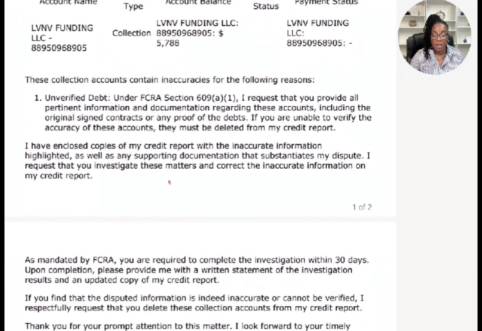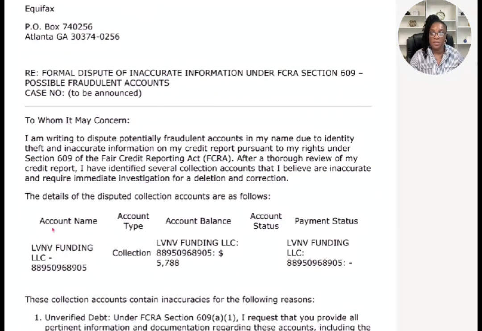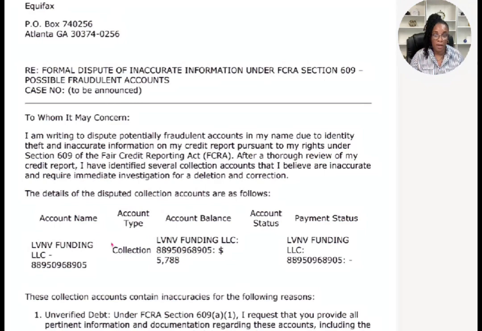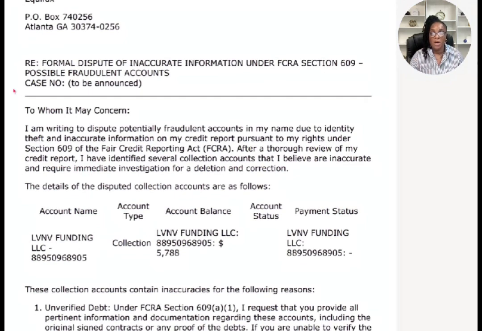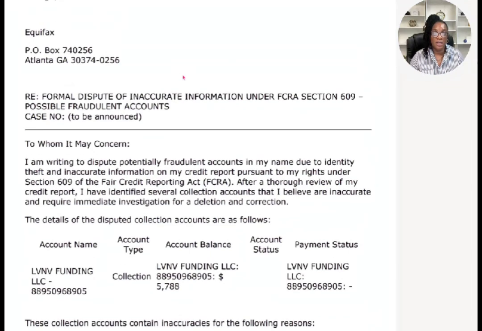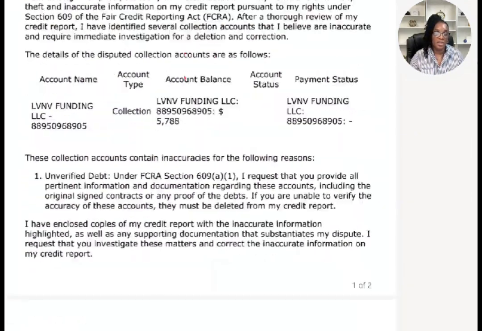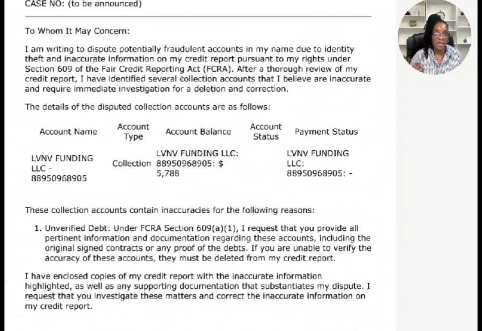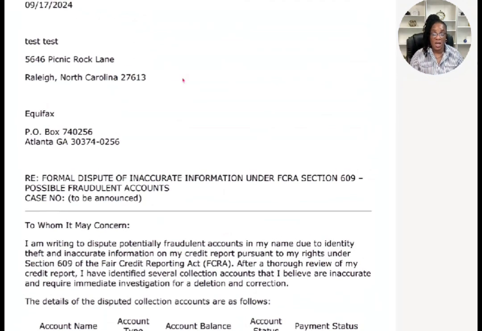And like you see on the dispute letter, I have the account name, the account number, and whatever the amount is that they're saying is owed. Also, in the very heading of the dispute letter, it says formal dispute of inaccurate information under Fair Credit Reporting Act 609, possible fraudulent accounts. Okay, so this along with 3 forms of ID and the FTC report should get the job done for you.